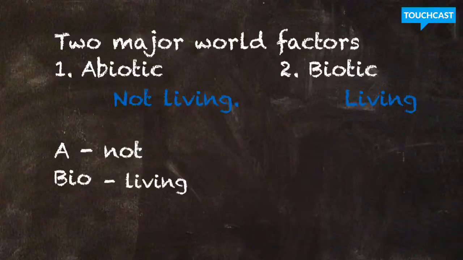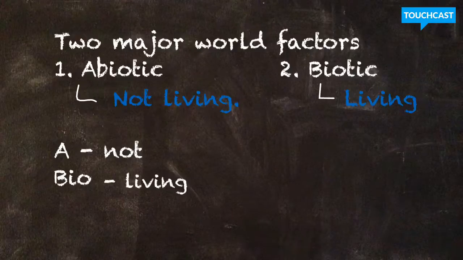Let's start. First, our world can be classified into 2 major factors. We have abiotic and biotic. A stands for not and bio means living. Therefore, abiotic is not living and biotic is living.